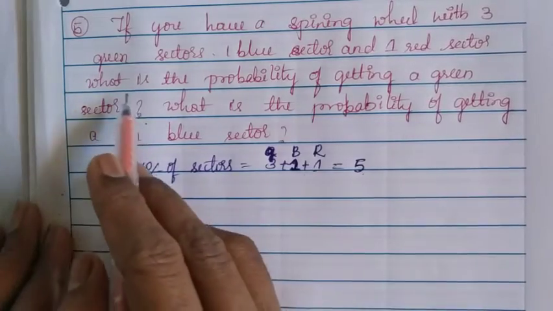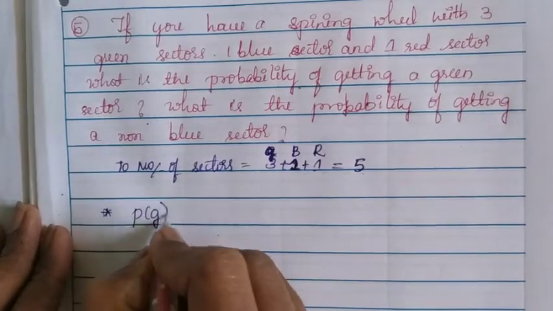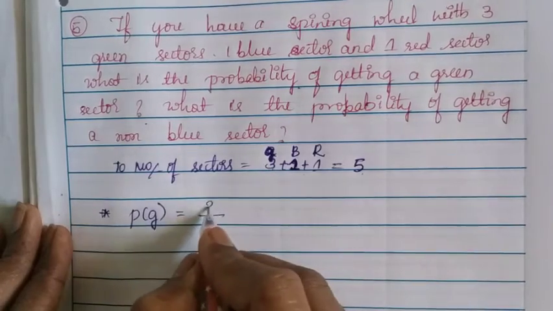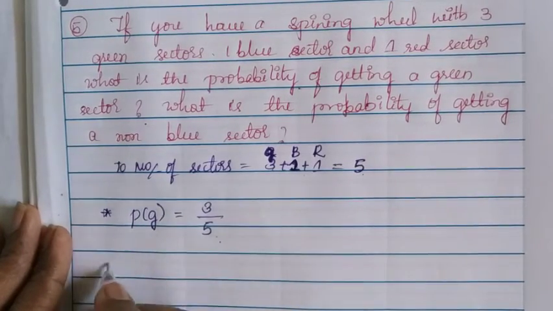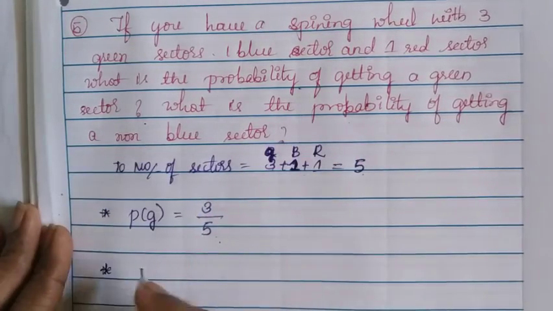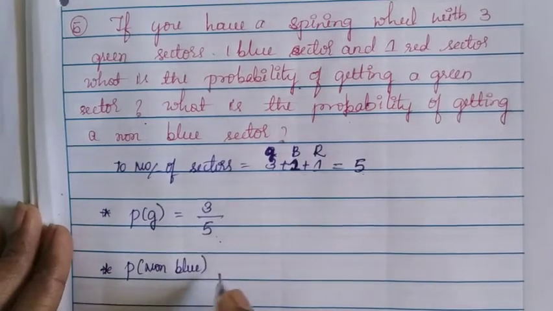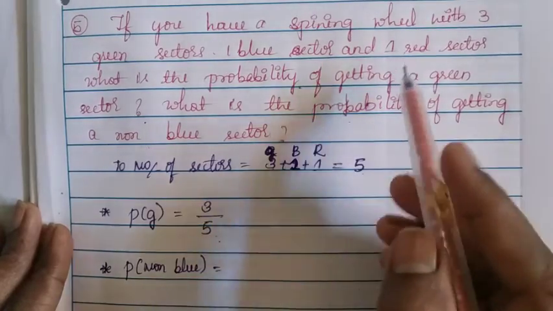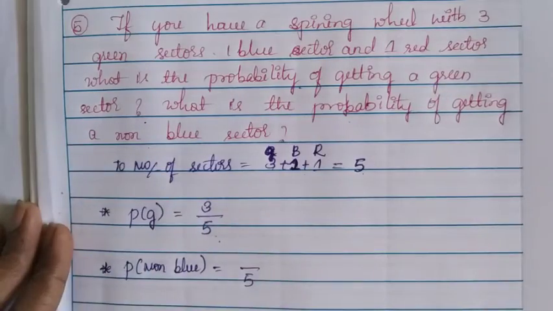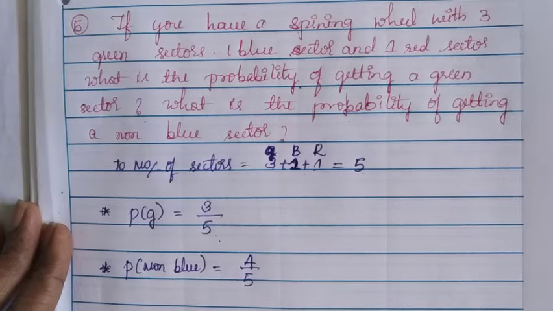Here first one is, what is the probability of getting a green sector? Probability of getting a green sector is equal to, out of 5, green sectors are how many? 3. Yes, 3 by 5. And next, what is the probability of getting a non-blue sector? Non-blue, except blue color, the remaining are how many here? 3 are green, 1 is red. 3 plus 1 becomes 4. Yes, answer is 4 by 5.